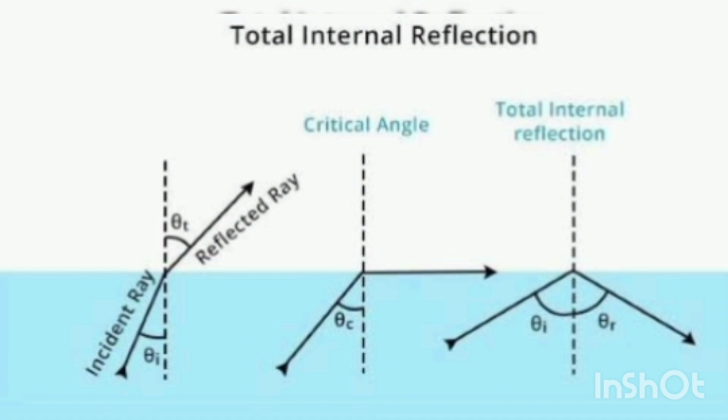Let us quickly revise what we have seen just now. In the first picture, the incident light is coming from the water and moving into the air. At a particular angle, it moves along the surface of water. That is nothing but your critical angle. If it is more than the critical angle, then what happens? The ray will bend back into the same medium, as you can see in the third picture. That is your total internal reflection.